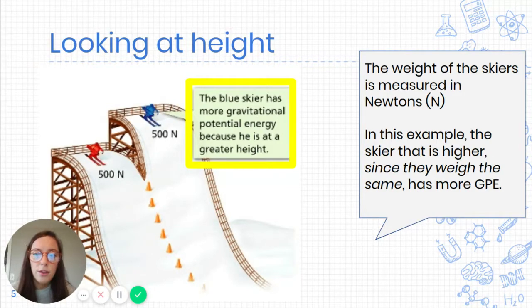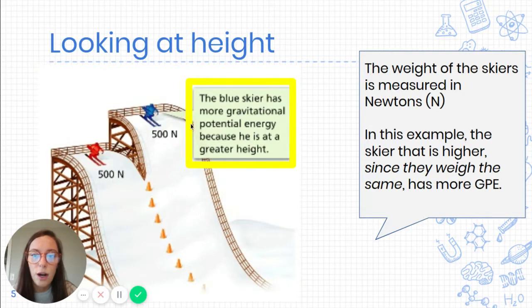So if we look at the two skiers, we see that they are the same weight. So I put over here the weight of the skiers is measured in newtons. That's what that N represents. So they weigh exactly the same, but the blue skier is higher up. So that means he has a greater potential energy. So that means he has more GPE, or again, gravitational potential energy.